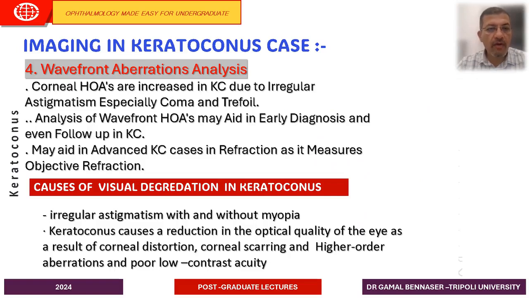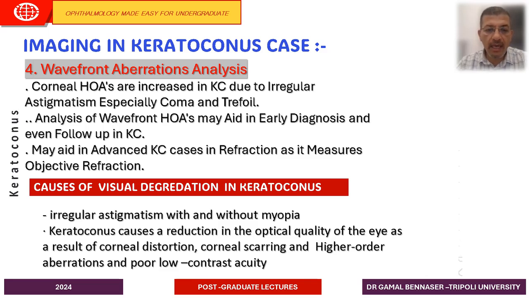Now we come to the fourth way of imaging in keratoconus, which is the study or the analysis of the wavefront, and study and analyze the wavefront aberrations seen in patients with keratoconus. As you know, keratoconus, apart from having an irregular astigmatism, the patient also complains of having high order aberrations, mainly originated from the cornea, and this may contribute to the decrease and degradation of the visual quality of the image in the patients.